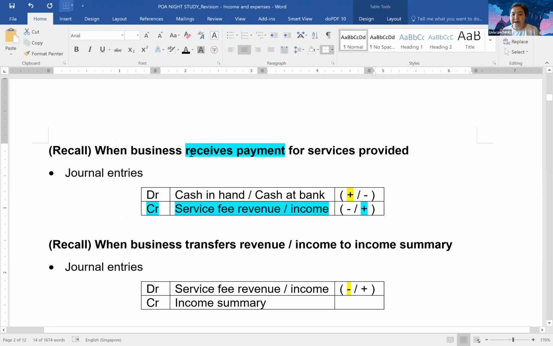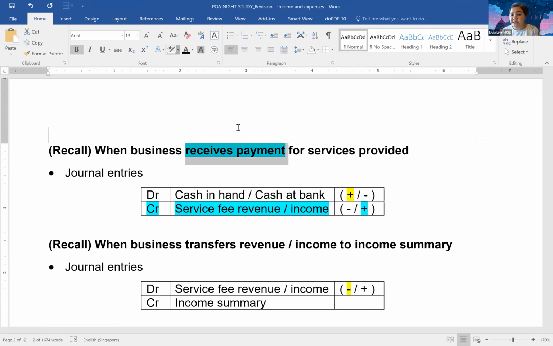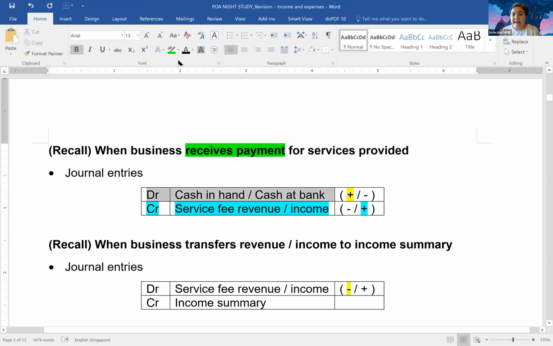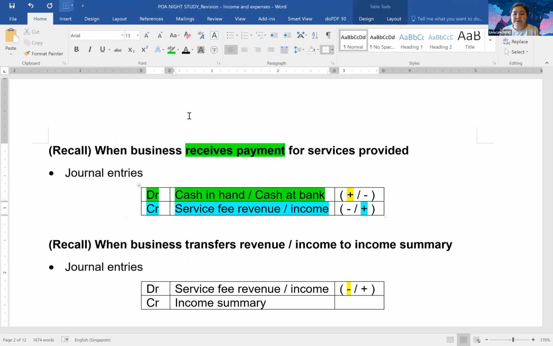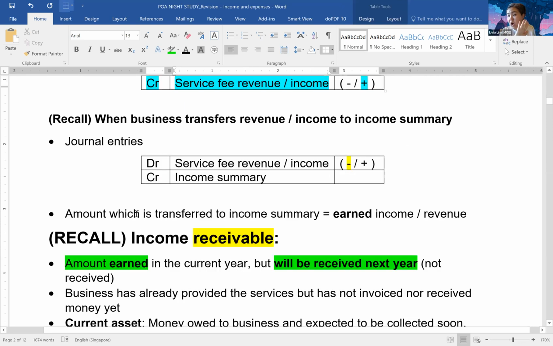Can you see this what I'm going to highlight in green now? You are going to receive payment. Can you see here? I debit cash in hand. I'm going to receive payment. So since you are going to receive payment, this income receivable is no longer there.